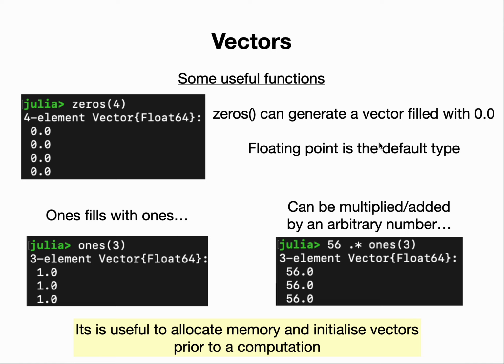So these functions, zeros and ones, they are useful to generate vectors. They basically allocate the memory and they also initialize the values of your vector prior to any computation. So they're very useful functions. They allocate the memory and initialize.